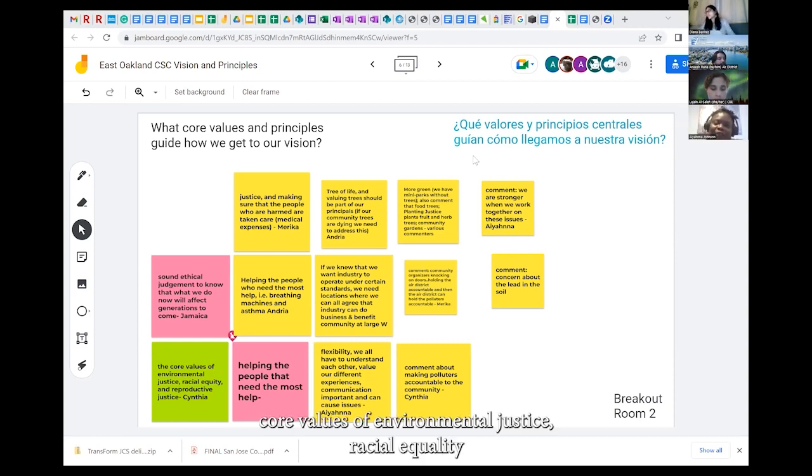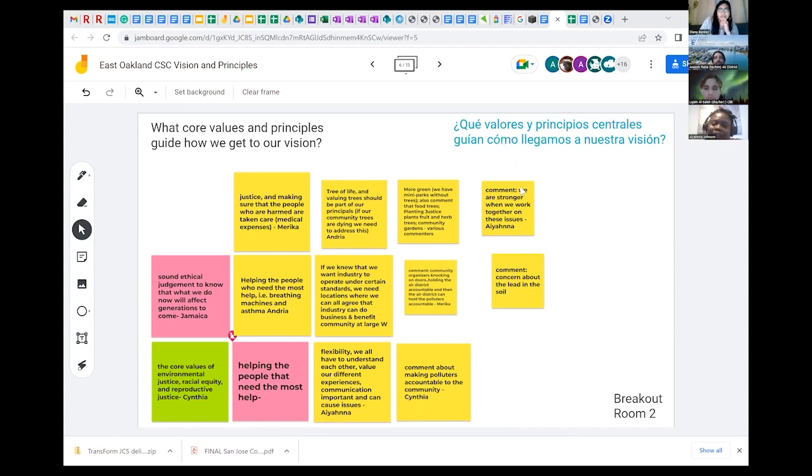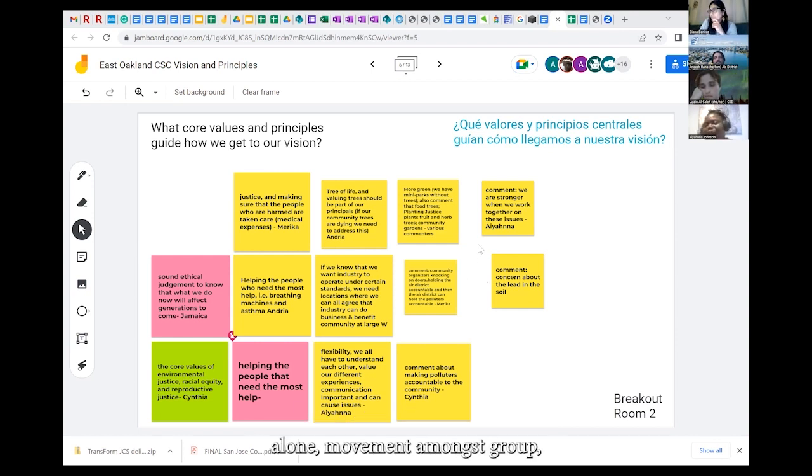Core values of environmental justice, racial equality, and reproductive justice were some of the things that were tossed out. Helping people who need help the most, like with breathing machines and breathing apparatuses. So we had a lot of other core values and principles, but because of time, I want to move on to the next group.